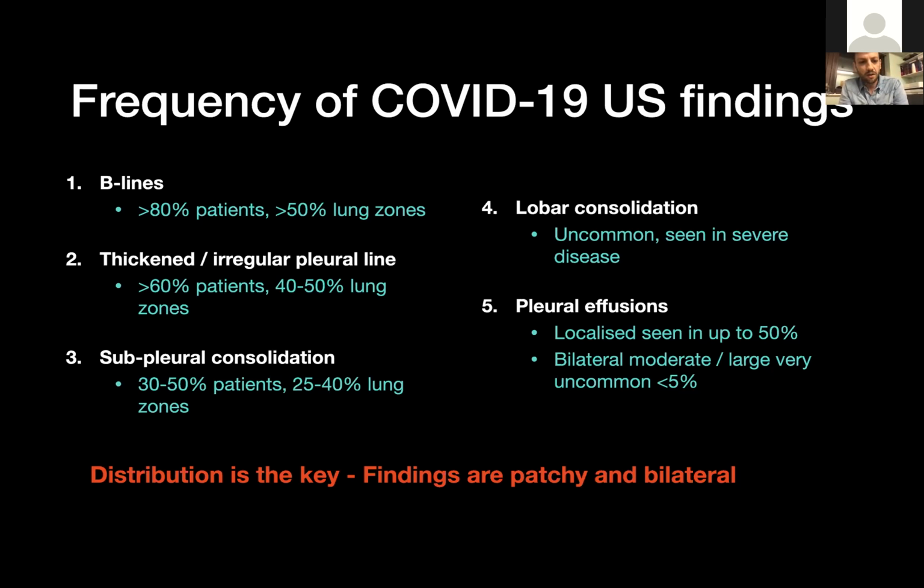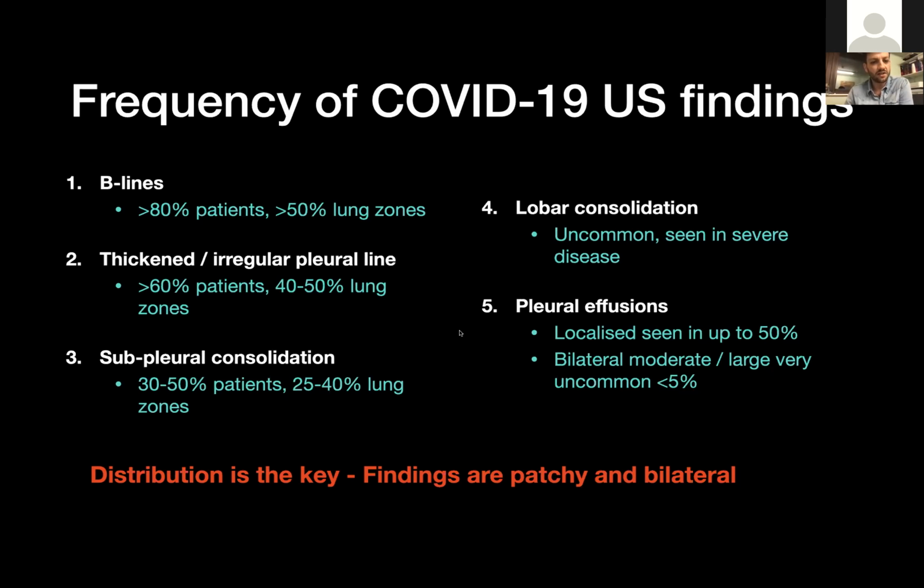Less commonly, we'll see the sub-pleural consolidation, and I prefer to call that peripheral consolidation, because by virtue of all consolidation being within the lung, it's all sub-pleural. So by sub-pleural, I mean peripheral. Lobar consolidation we do see, but quite uncommonly and mainly in severe disease. The least common thing to see is a standard bilateral, moderate or large volume effusion. But you can see small localized effusions around areas of peripheral consolidation in up to half of cases.